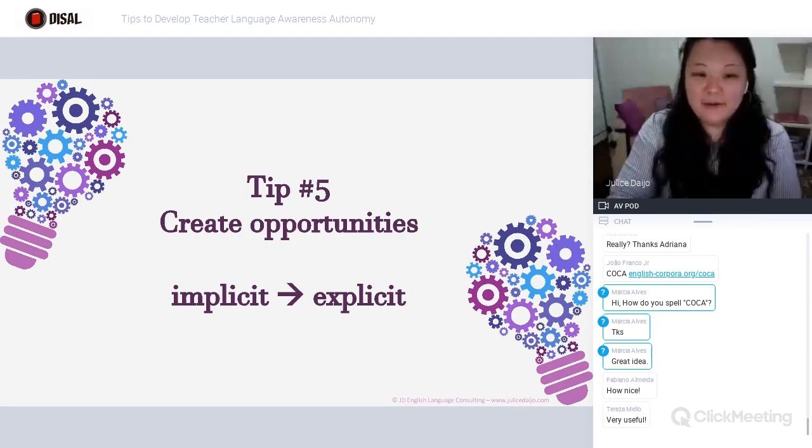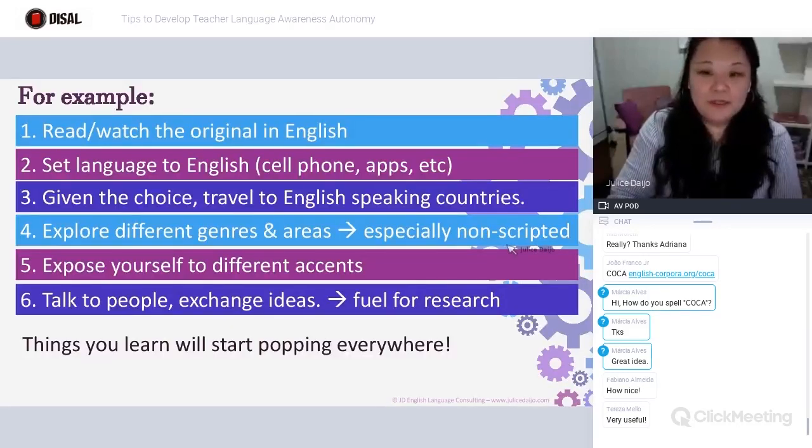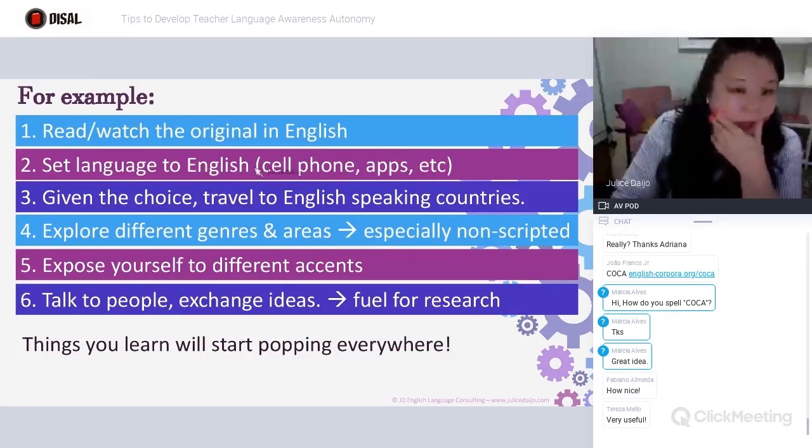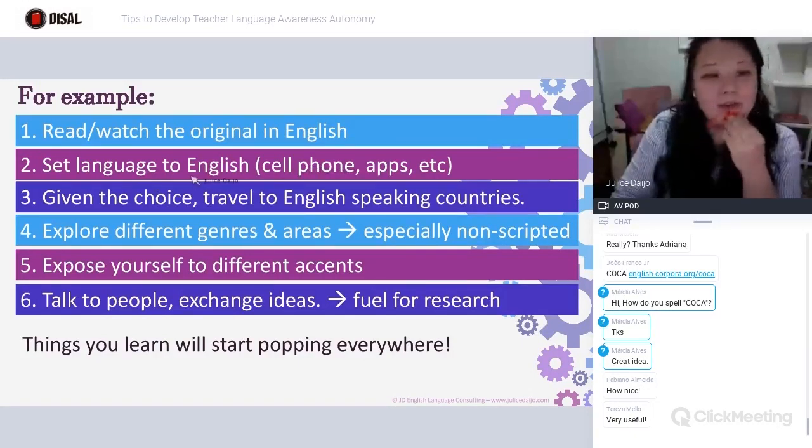Tip 5, create opportunities. Now, something more on a daily basis. How do we make implicit knowledge more explicit? Of course, exposure is really important. It's key. So if you're going to read something, try to read it in the original in English if you have a chance.